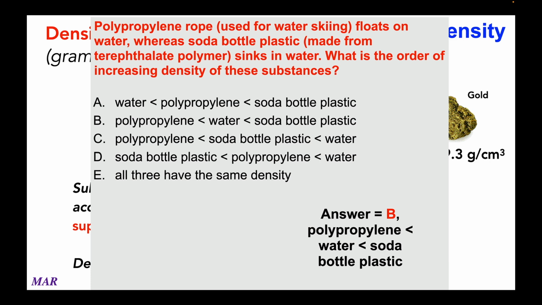Because one floats and the other one sinks, that's why they have different densities. You can use this to separate out plastics while recycling, which is kind of a cool concept that's used sometimes.